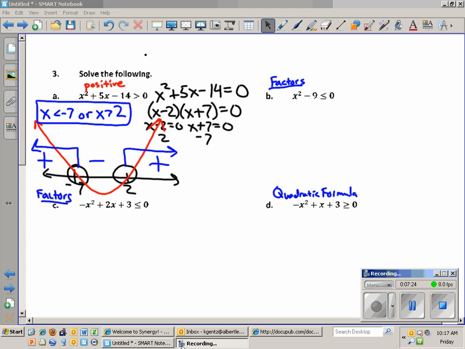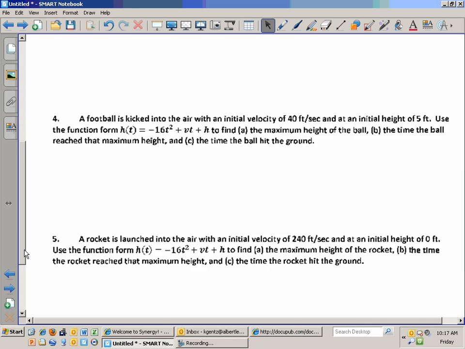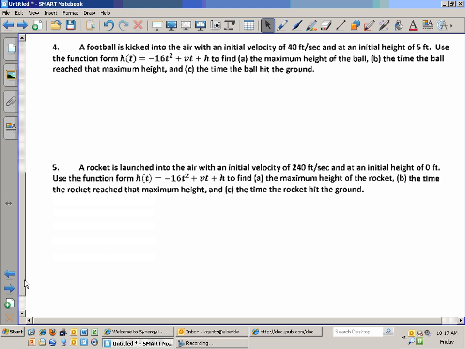Let's try to do number 4. These are the types of problems that we were working on yesterday. It says a football is kicked into the air with an initial velocity of 40 feet per second, initial height of 5 feet. Use the function h of t equals -16t squared plus vt plus h to find the maximum height, the time the ball reached maximum height, and the time the ball hit the ground. So these are the type of questions that we left off with yesterday.